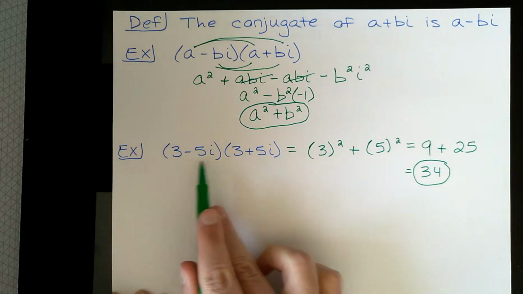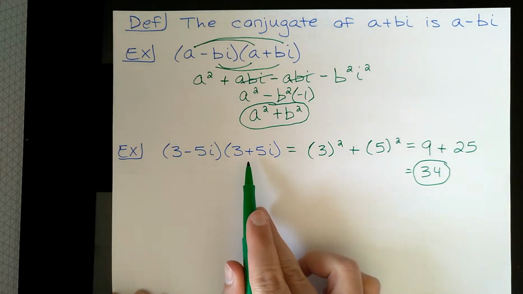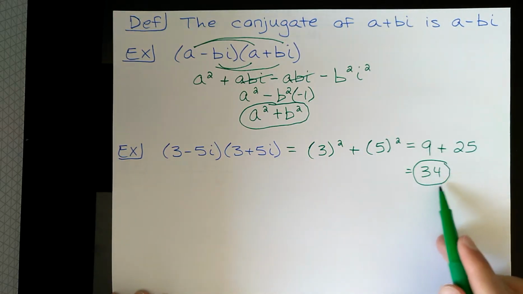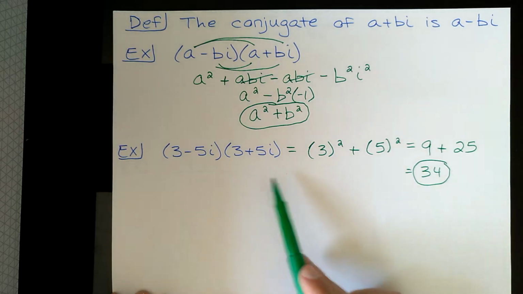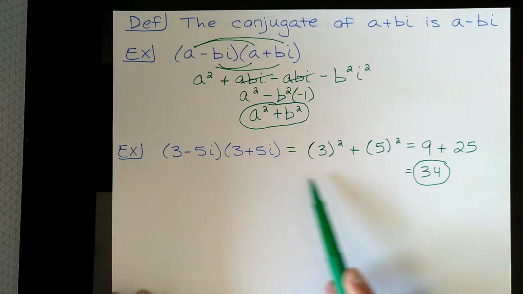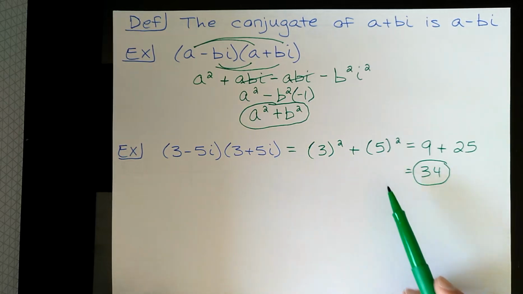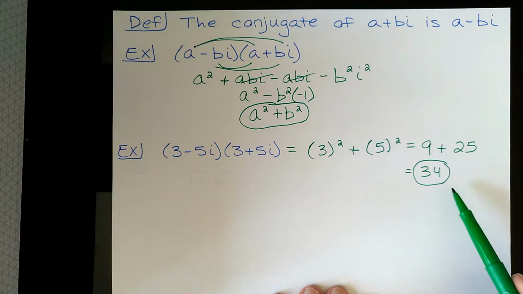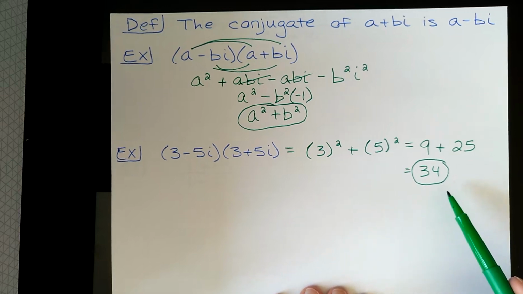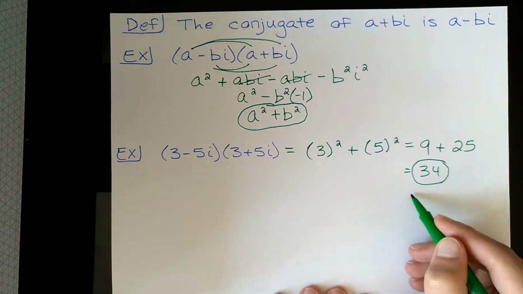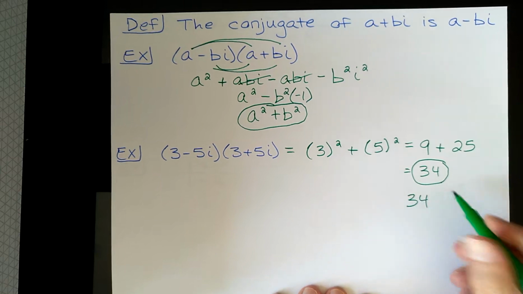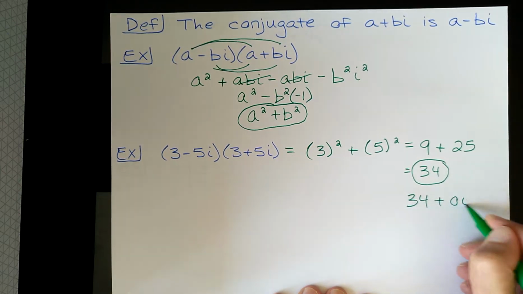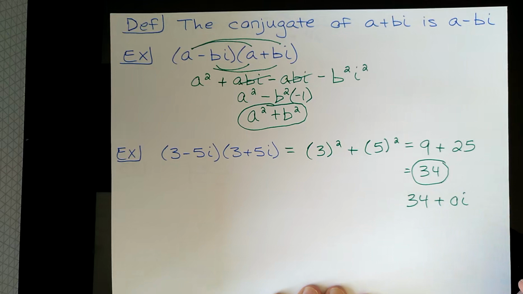So we multiplied two complex numbers together, and we just got a real number. The imaginary part canceled off. This technically is still a complex number. Every real number is technically a complex number, because you could rewrite this as 34 plus 0i, and it's the same thing.